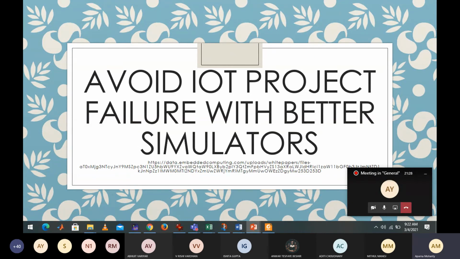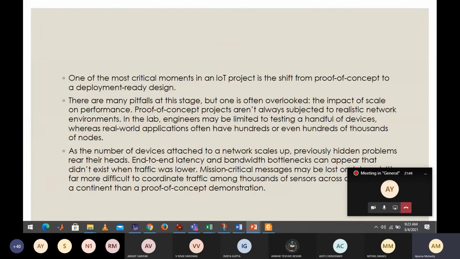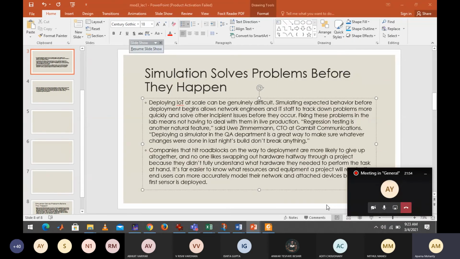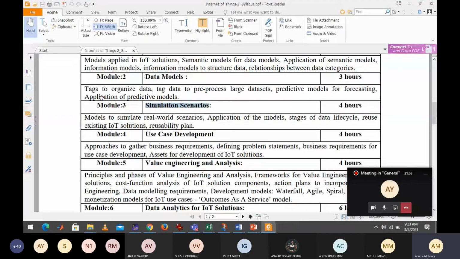So if you are going for hardware implementation of any IoT product, you need to know that you should first go for a software simulation. Only if the software simulation works, then prefer to do the hardware implementation, because if you directly go for hardware and there is some mistake, your entire money, time and effort will go. That's the basic of the third module: simulation scenarios, what kind of models exist to simulate the real-world thing and all. We will cover that in the next class. So that's all for today.